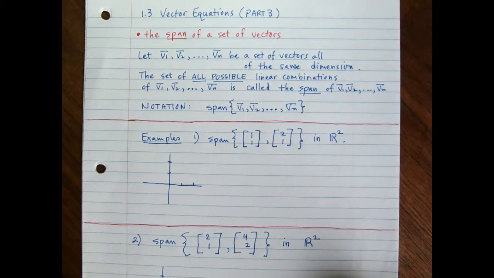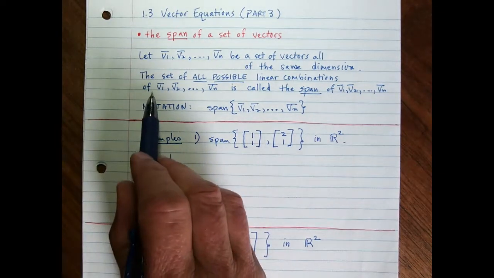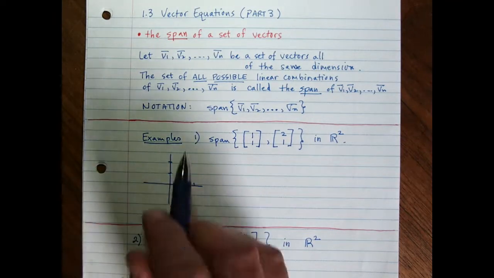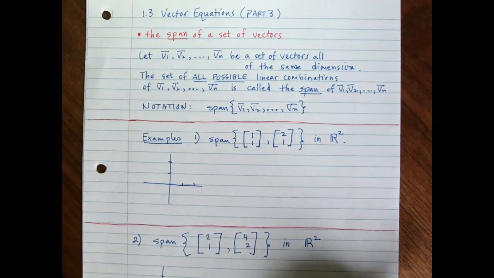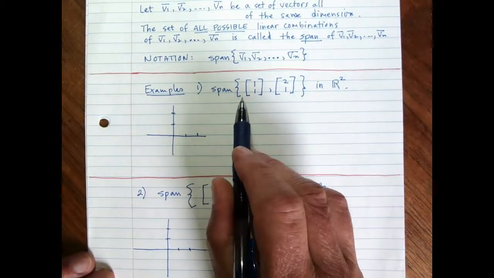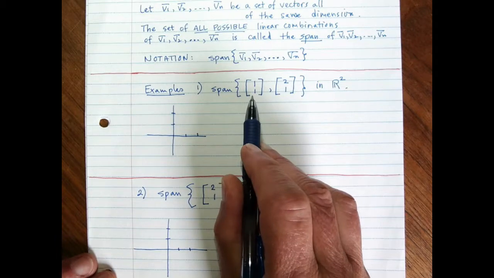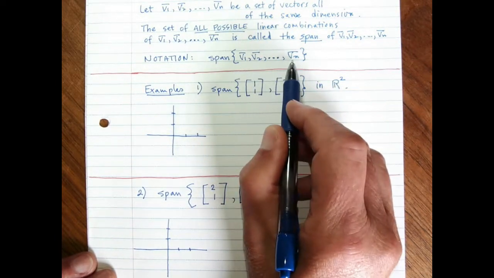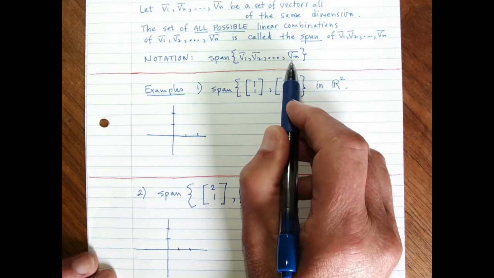you can get by taking real number weights times each vector separately and then adding that together. The notation that we use in our textbook for this is span, then set notation of the vectors, up here the vectors involve v1, v2 through vn.